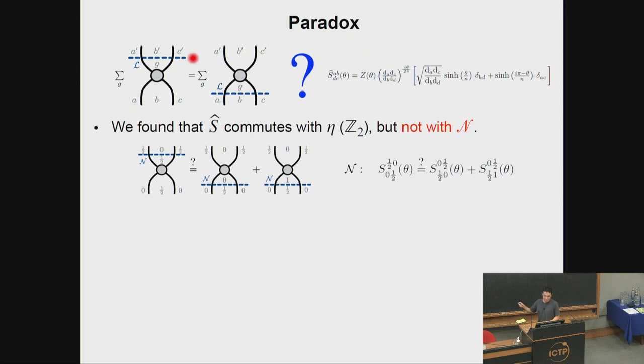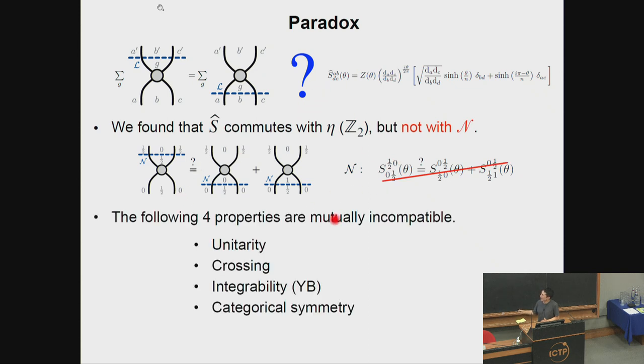So we do expect that this S matrix commutes with categorical symmetry, but Zamolodchkov didn't check it, so we decided to check it. And it turns out this S matrix, first of all, nicely commutes with the Z2 symmetry, the eta defect. However, it turned out that it actually does not commute with the N defect. In order for it to commute with the N defect, it needs to satisfy this equation. But you can just take that formula by Zamolodchkov and check it, and it turns out this is not equal. So now we are facing a paradox.